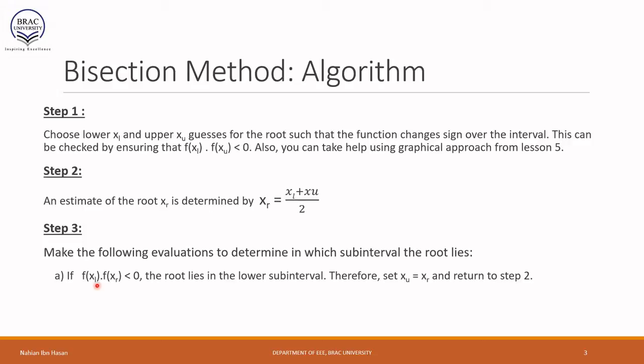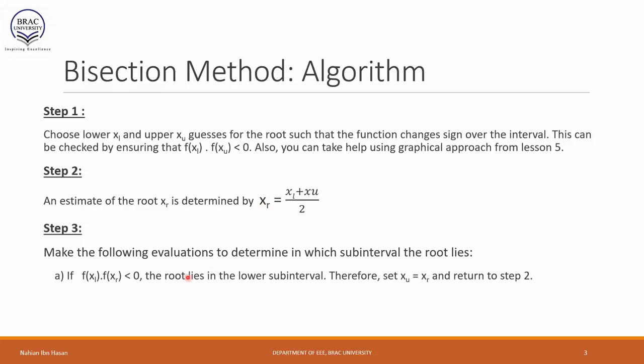So if this is the case, what we do, we reduce the upper boundary to the new approximate root, xu equal to xr. So once we reduce the upper boundary, our new boundary is x lower and xr. And with this new boundary, we return to step 2 and recalculate the procedure. That means that's the second iteration.